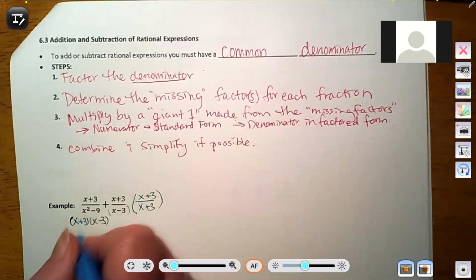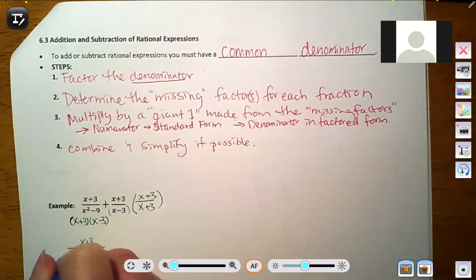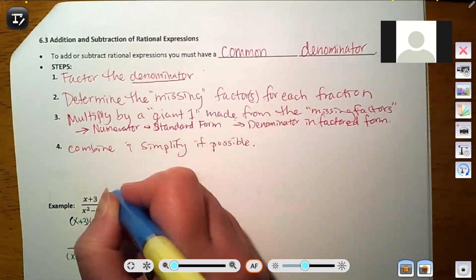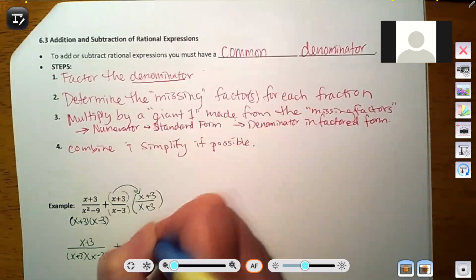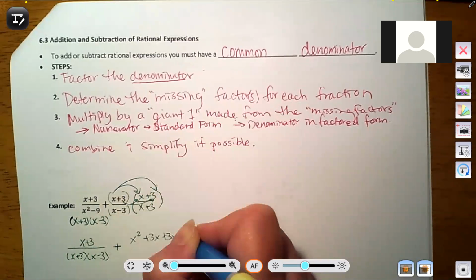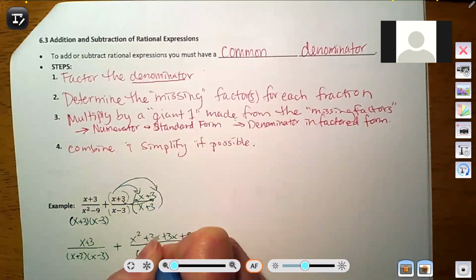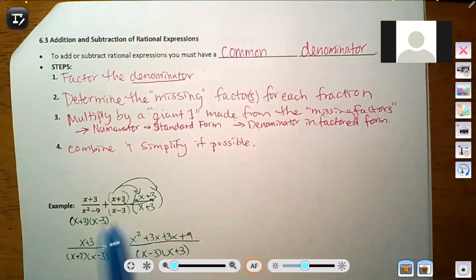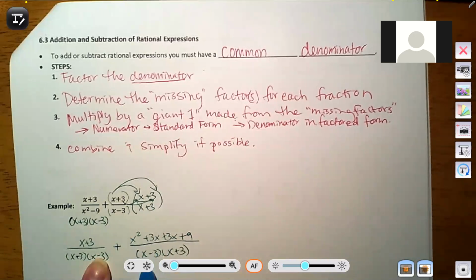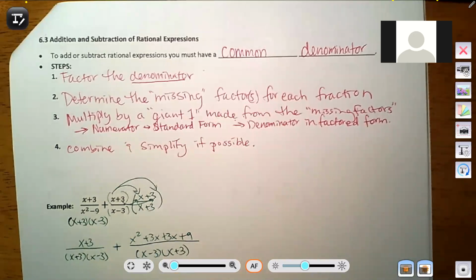So this is now x plus 3 over x plus 3, x minus 3, plus, and I'll go ahead and FOIL these, because it's this quantity times this one, x squared plus 3x plus 3x plus 9 over x minus 3, x plus 3. So again, I'm not distributing, multiplying out the denominators, because I want to see that they're the same. And when I go to simplify, it's good if they're factored so that I don't have to then factor it all over again.